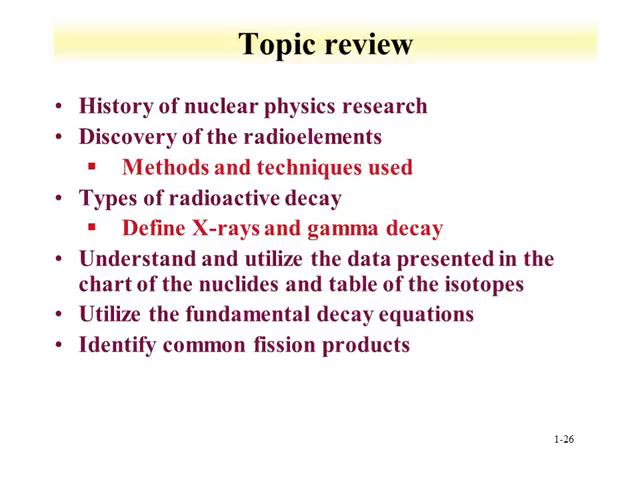So we went over the history of nuclear physics research, discovery of radio elements, the methods and the techniques that were used, going up to when a new element was then used as a target, to atom at a time chemistry, types of radioactive decay, including some discussion on X-rays and gamma decay, which are photons that are emitted, although one comes from the nucleus and one is due to atomic electrons. We discussed the utilization of the data presented in the chart of the nuclides and the table of the isotopes.